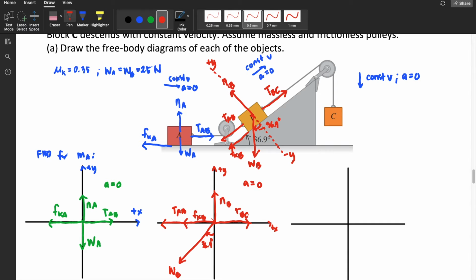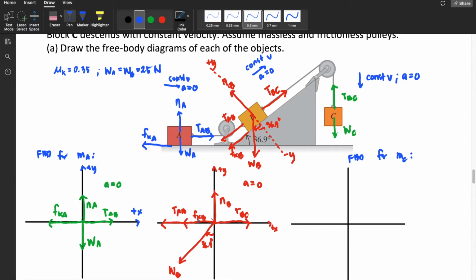Next, last, for mass C, you'll have two forces here. That would be your tension TBC. Again, I repeat, when you draw the forces, the origin is at the center of the block or the mass. That is why all forces point away from the body. So you'll have TBC and then your weight WC. So you'll have the FBD for mass C.